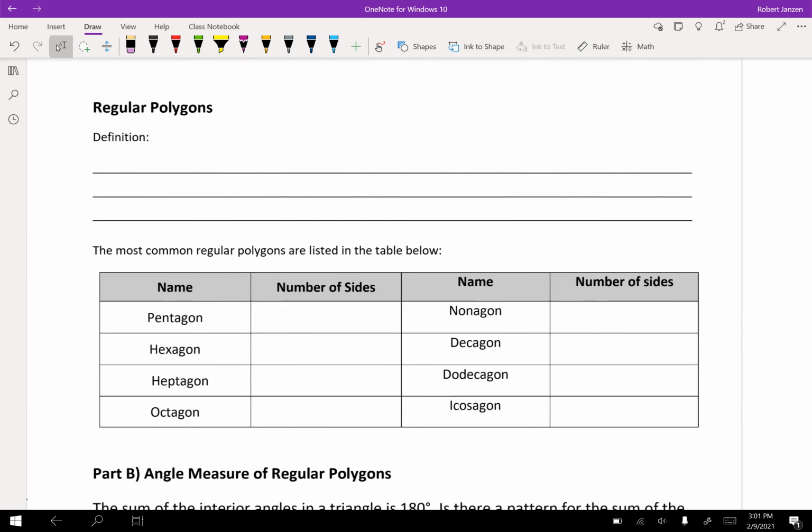Regular polygons. Okay, what's a regular polygon? Again, it's going to be a closed figure where all sides are equal. Okay, and then so all sides are equal in length, and that means all of the angles are going to be equal too.